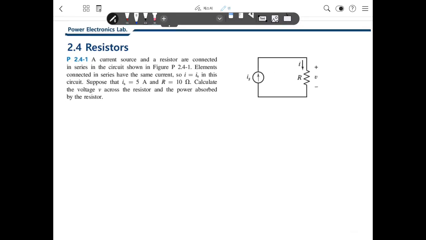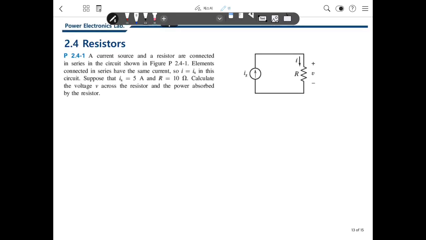Okay, this is another problem. This problem is placed at the end of this chapter in the problem set. The current source here, in this case, is a current source, and the resistor is connected in series in this way. Elements connected in series have the same current, because current is kind of like water, right? So current flows this way. All current flowing through this line is the same. So that means IS is equal to I.